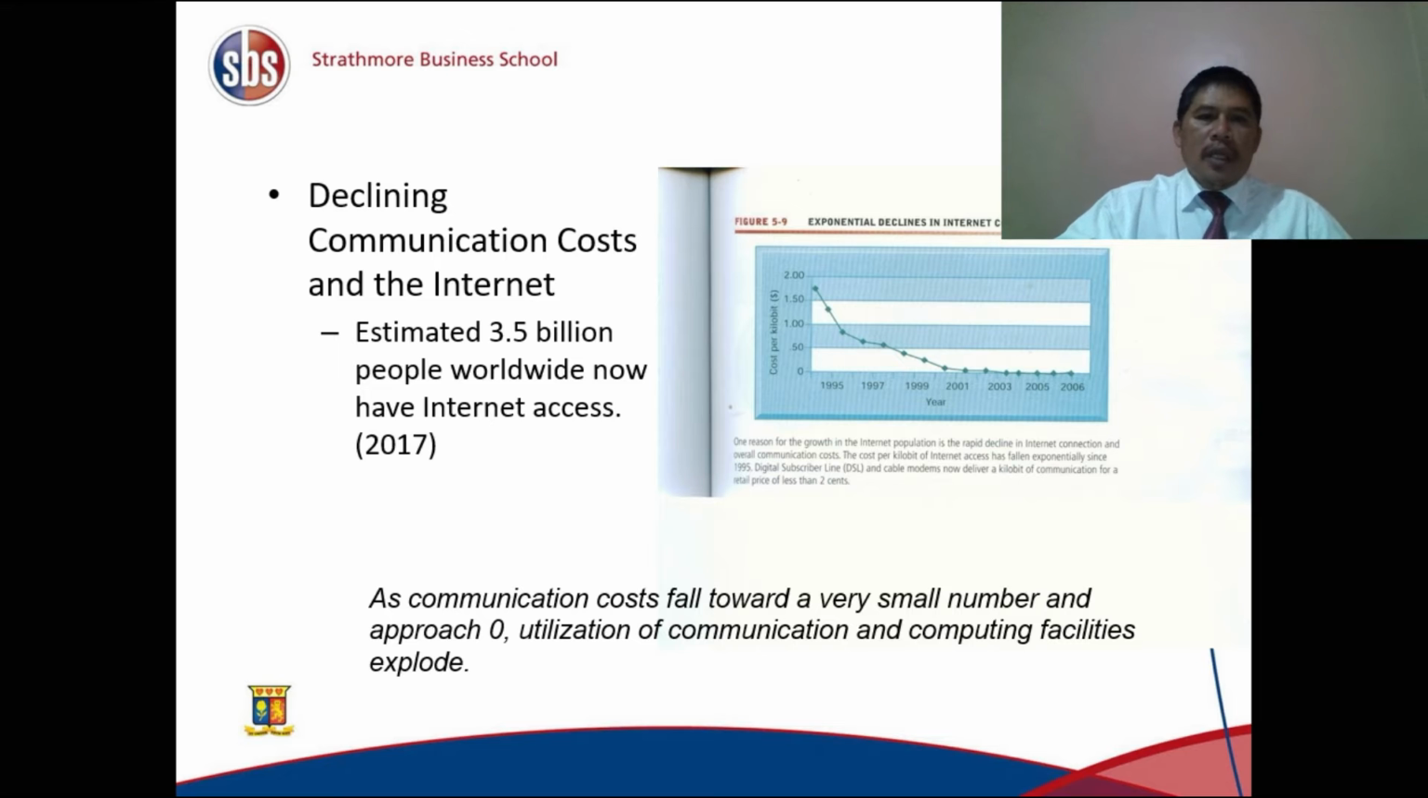Next is declining communication costs and the internet. So, in 2017, it is estimated that 3.5 billion people worldwide now have internet access. So, maybe now we can assume for 2020 that there are about 4 billion people already. As communication costs fall toward a very small number and approach zero, utilization of communication and computing facilities explodes, right? Say, for example, it's very possible for us to communicate via the internet, through voice calls, okay, and so on, as compared to using your mobile phone in calling, where you use your credit, all right.